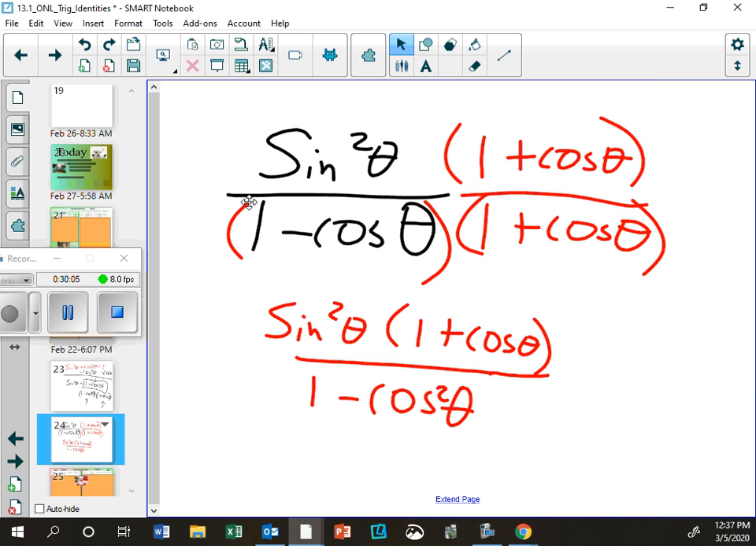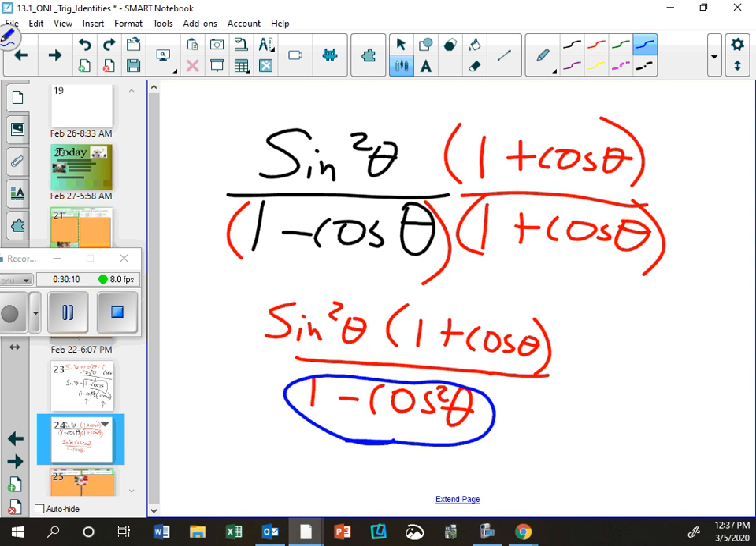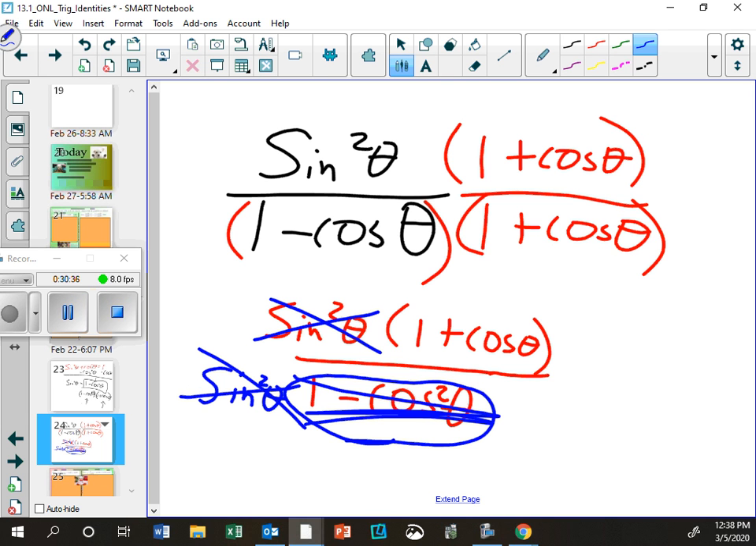Why would you not want to multiply the top out? Because now we can replace the bottom with what? Sine squared theta. Because that's what 1 minus cosine squared is. Where are you getting these from? I'm getting these from sine squared plus cosine squared equals 1. All right, so that's gone. And then wait a minute, that means this can cancel. And it simplifies down to 1 plus cosine.